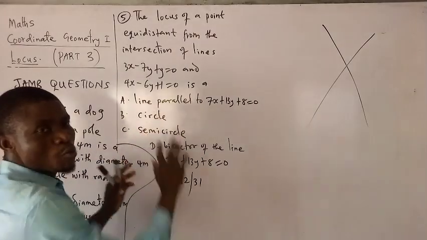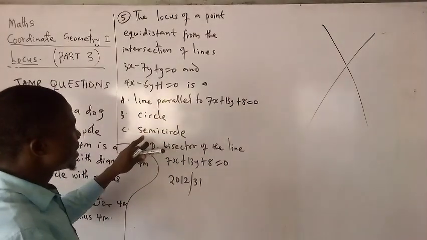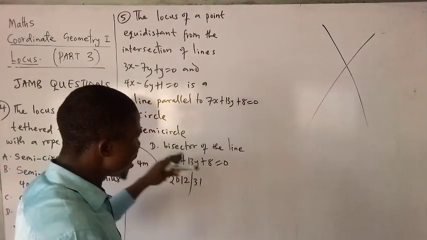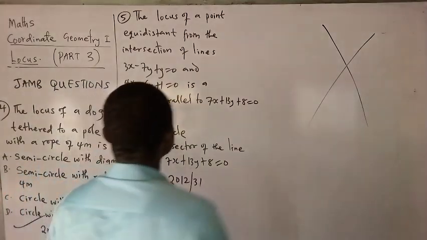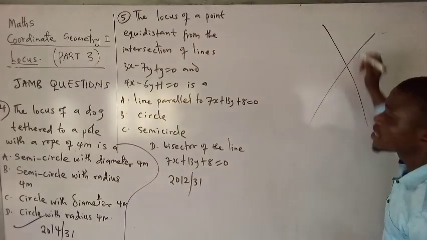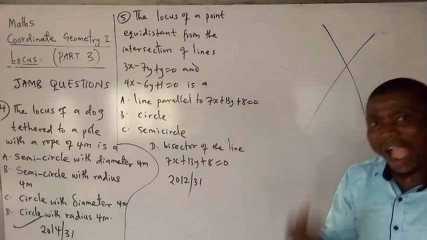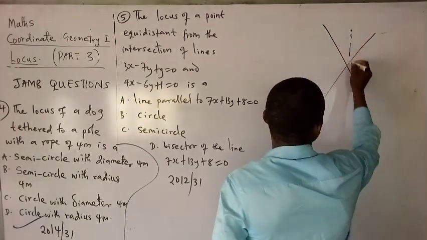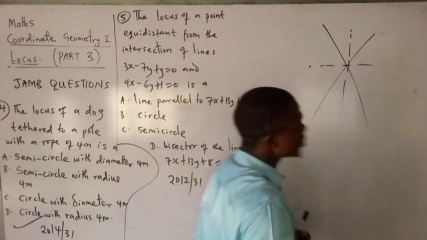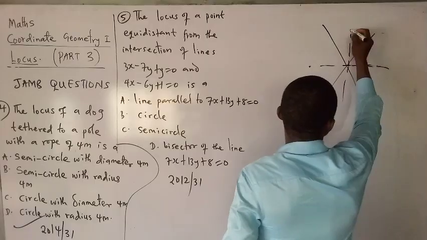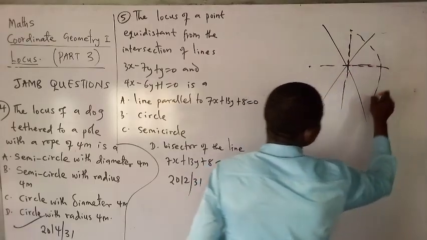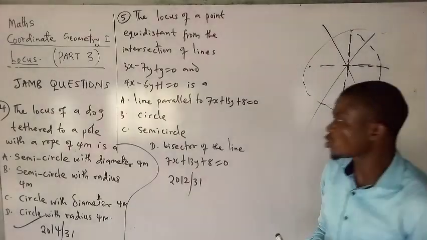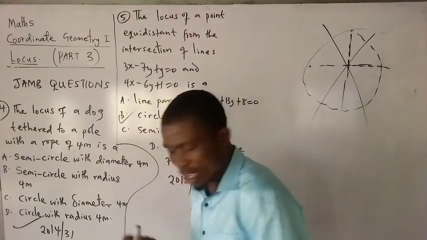B, circle. Now let's leave B; we'll come back to B. C, it can't be a semicircle. D, bisector of the line. It can't be a bisector of the line. So it must be... We say that is a pair of angle bisectors of the angle formed by the lines. Where I do something like this, I told you that because of this, the locus will form a circle. So the correct option is B. B is correct. Next question.